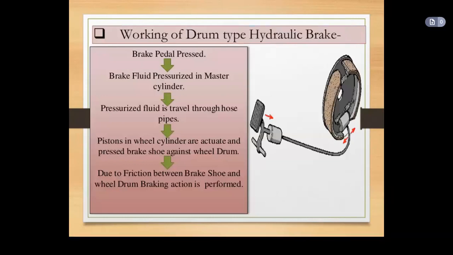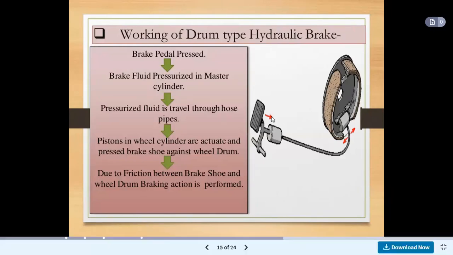The next is the working of the drum type hydraulic brake. See this diagram. The pedal is attached with the cylinder, and one pipe is shown. That pipe is connected to the cylinder again, and after that, two arrows are shown, and the fluid is transmitted towards both directions here. In this way, the action takes place. When the brake pedal gets pressed, here is the arrow. We press the brake pedal. Brake fluid is pressurized in the master cylinder. So the brake fluid which is available in this cylinder is provided to the master cylinder. Pressurized fluid travels through hose pipes. This pressurized fluid is transmitted through this hose pipe. This is called the hose pipe.